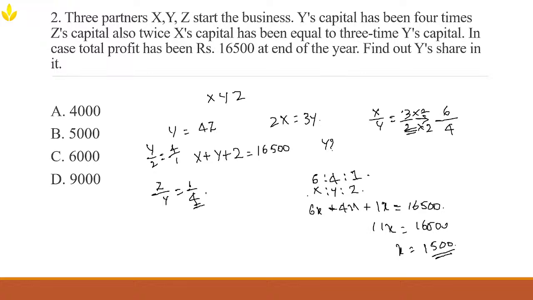So we need to find out the share of Y. Y's share is 4x, so that will give you 4 into 1,500, which is nothing but 6,000. So the answer is 6,000 is the share of Y.